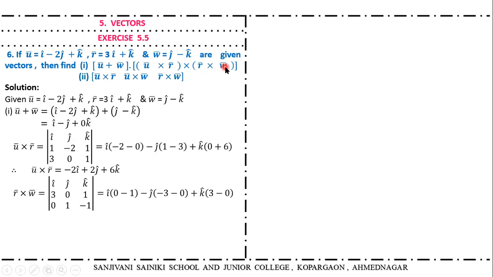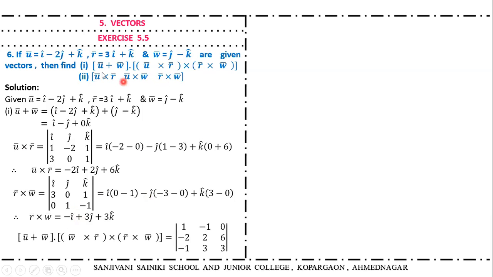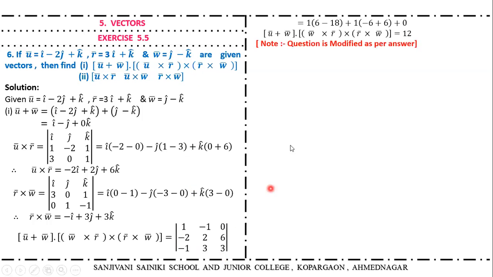Similarly, find r bar cross w bar. Simplify. Then consider u bar plus w bar dot u bar cross r bar cross w bar. This is the scalar product of the three vectors, which is nothing but the value of this determinant. Simplify it, and you will get the value 12. Again, this question is modified as per the answer.